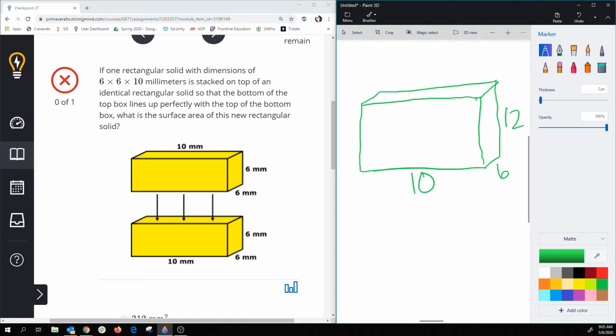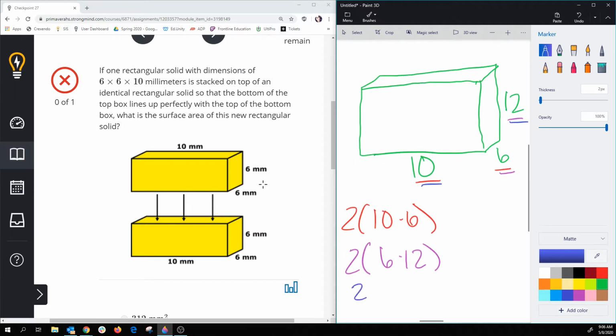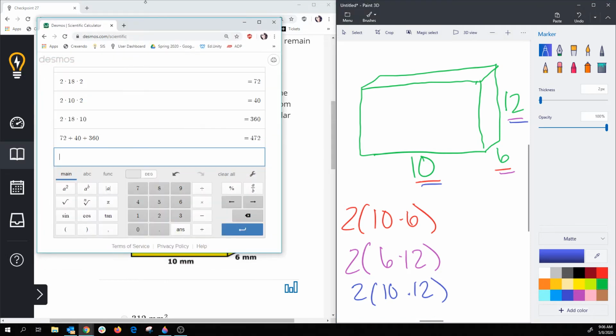So a trick when you are finding the surface area of boxes is you want to take each one of your numbers, multiply them together, and also multiply it by 2. So if I were to start with these two, 10 and 6, 2 times 10 times 6. Then let's move on to 6 times 12, 2 times 6 times 12. And then the very last one would be 12 times 10. You want to make sure you're multiplying each of your numbers together when you have a box, and multiply it by 2 because there's 2 faces of each kind. And then all we need to do is multiply them all and add them together. 2 times 10 times 6.